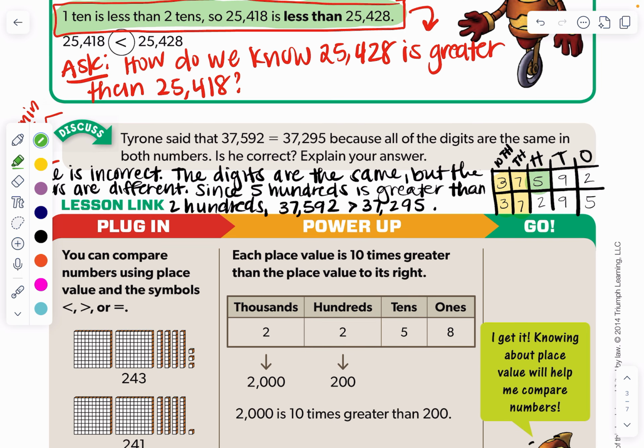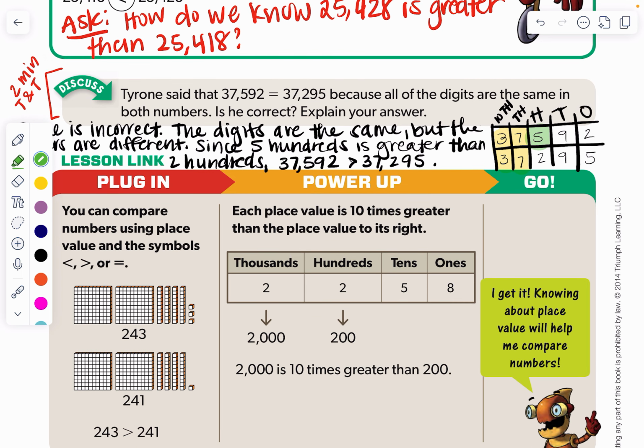So from there, we'll launch students into about a 2-minute turn and talk about Tyrone, who says that these two numbers are equal because all of the digits are the same in both of the numbers. Is he correct? Now, Tyrone is correct in saying that the digits are the same, right? There's a 3 here, there's a 3 here, 7 here, 7 here, right? There's a 5 in both numbers, there's a 9 in both numbers, and then there's a 2 in both of the numbers, right? All 5 digits in each of the numbers are the same. However, their orders are not the same.